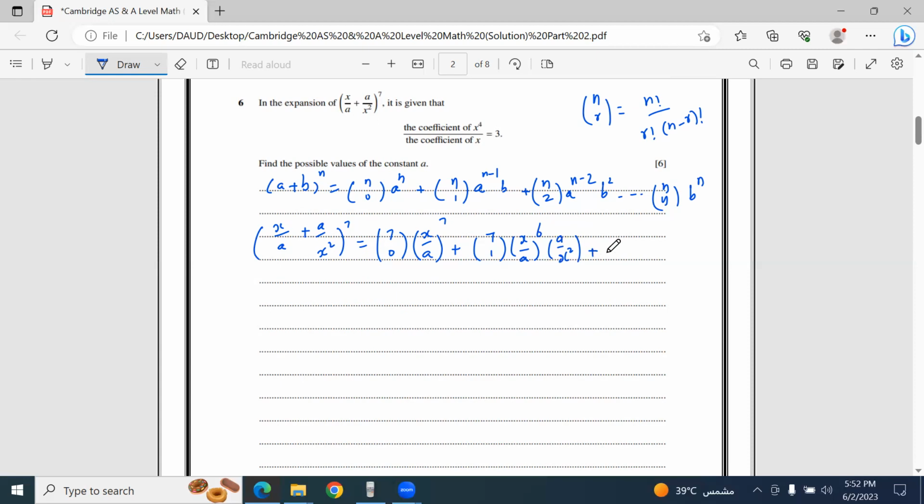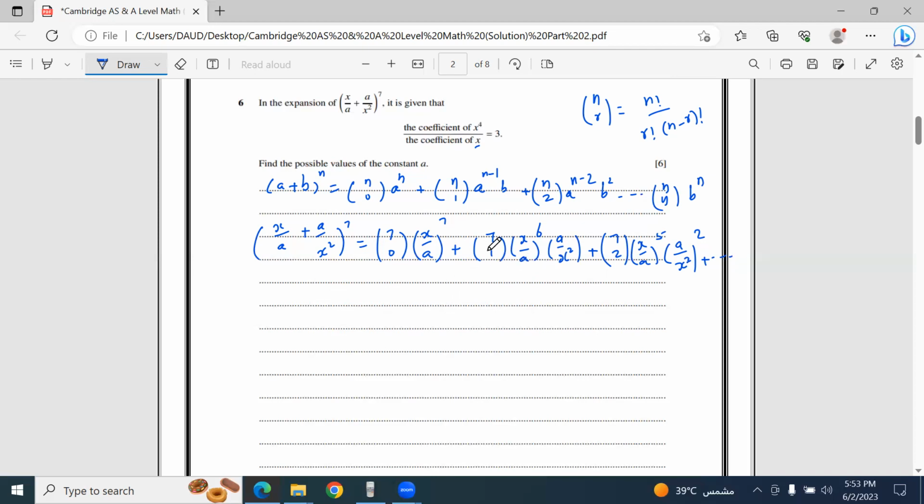So this is one of the terms that will help us. We do one more. The next term is 7C2, (x over a) to the power 5 and (a over x squared) to the power 2, and we continue plus and so on. Here x^5 cancels with x^4, so it becomes exactly x. It means we need these two terms, the second and the third. So we can stop expanding here and move on to the next part.